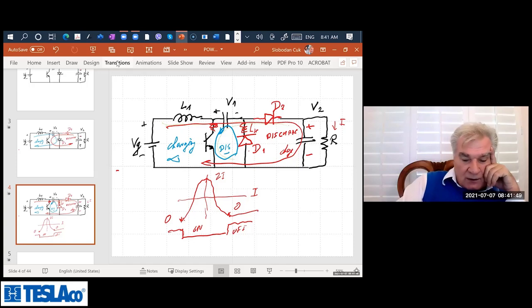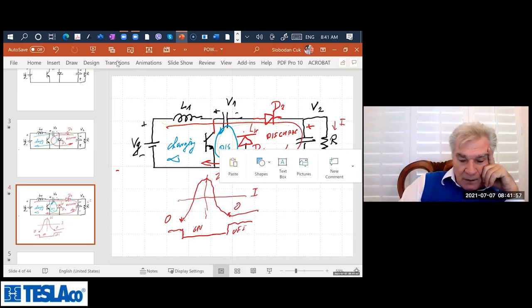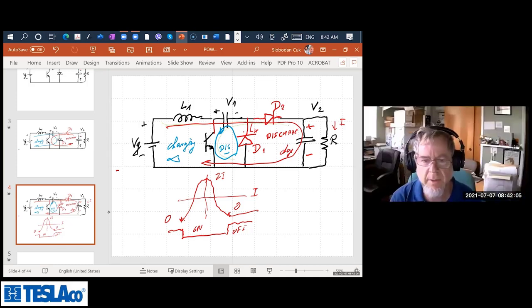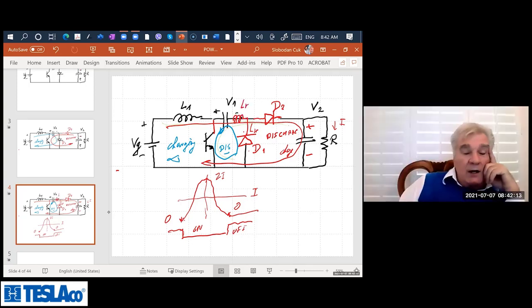So we concluded this is bad. Yep. We conclude this is okay, but in this loop, where else could we put this inductor? Yes, between the negative lead of the first capacitor, right there. Yep. And that is the best way, because now you have a full resonance.